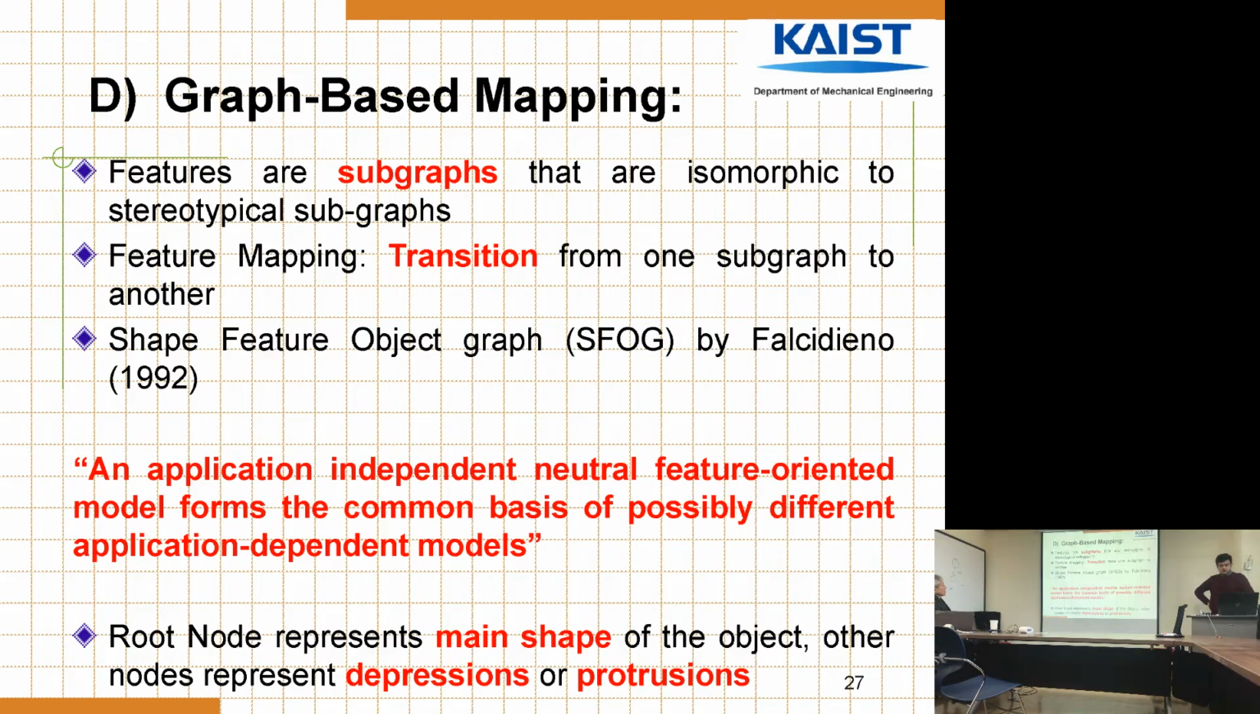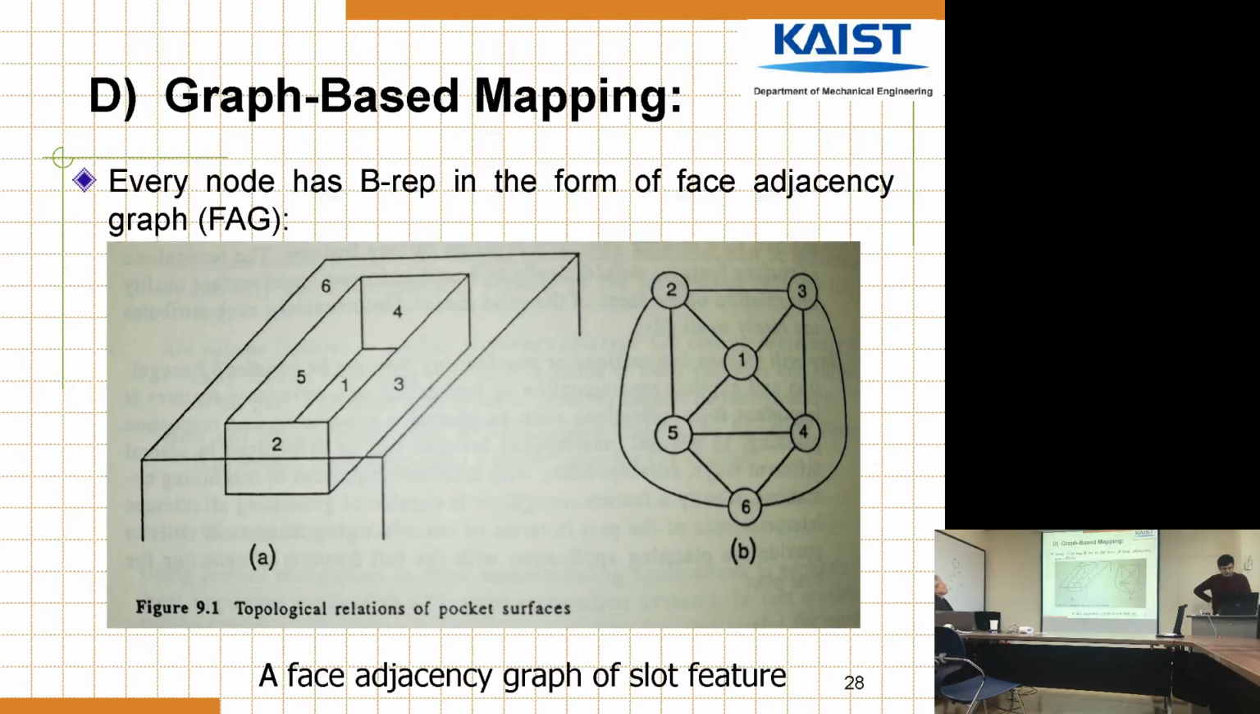So the graph is kind of a grammar for feature representation. I took this example from the 9th chapter. You can see a slot, actually a pocket, is shown by its representative face adjacency graph. So that's all from my side. Thank you.